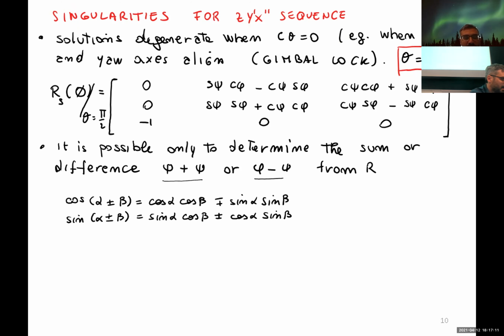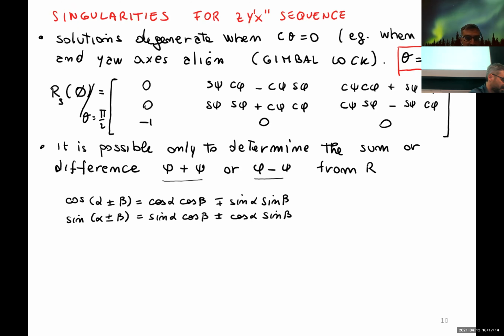Because if we apply the trigonometric sum and difference identities that we saw, we can see that this one is equal to sine of psi minus phi. This one is equal to cosine of psi minus phi. This is the same. And this is the minus sine of psi minus phi. So in here, you can get information on the difference of these two angles, but not on them separately. So you cannot discriminate between yaw and roll anymore. And this is what happens in a singularity situation.